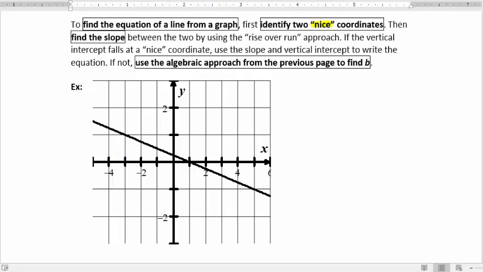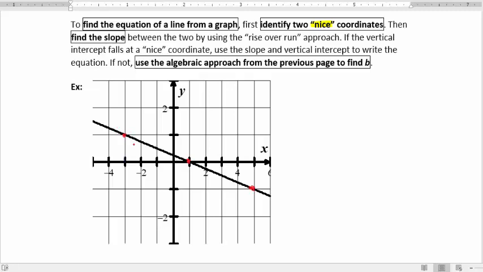And what nice coordinates mean are points that fall right on the corners of boxes that are formed by the grid here, right? So we have a nice point here, we have a nice point here, and we have a nice point here. Okay, so there's our three nice points. So I'm going to need to find the slope and the y-intercept.